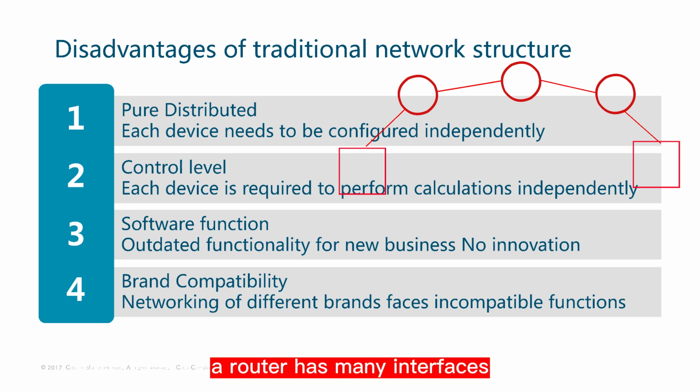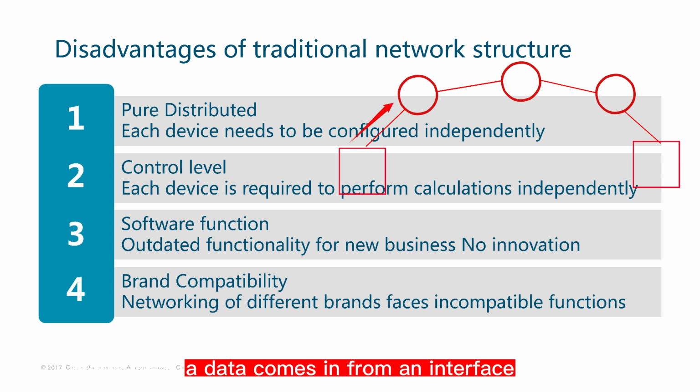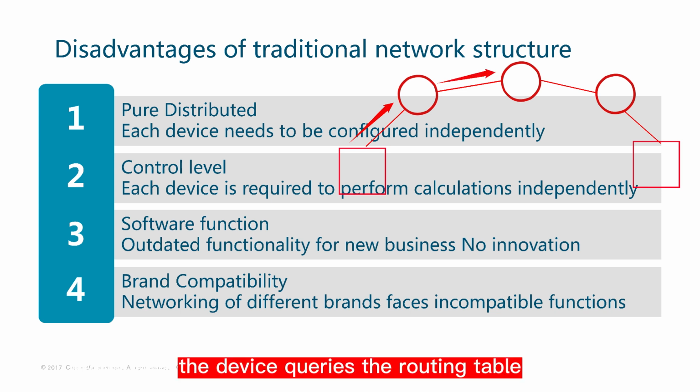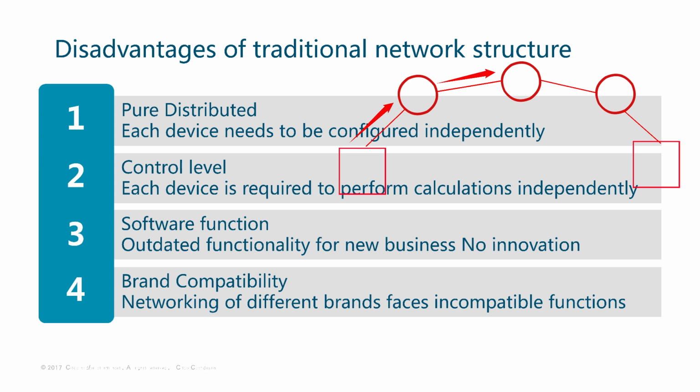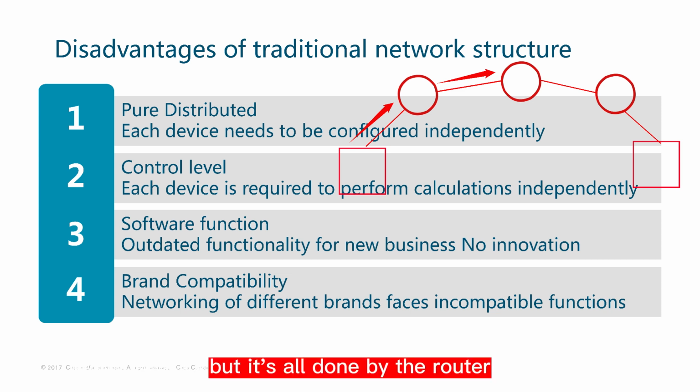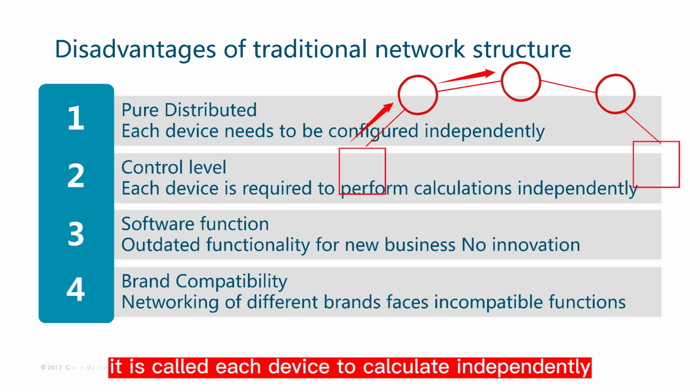A router has many interfaces. Data comes in from an interface. The device queries the routing table for data forwarding. This process is called forwarding. So actually, forwarding and computing are two actions, but it's all done by the router. It is called each device calculating independently.